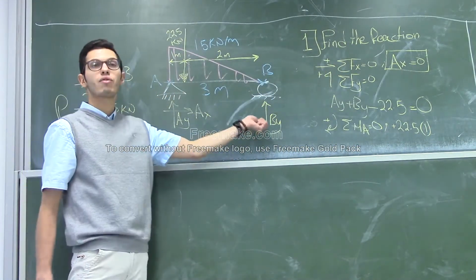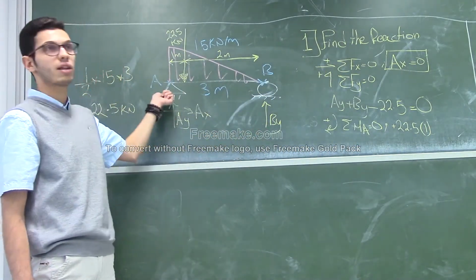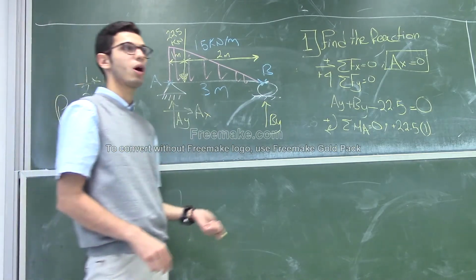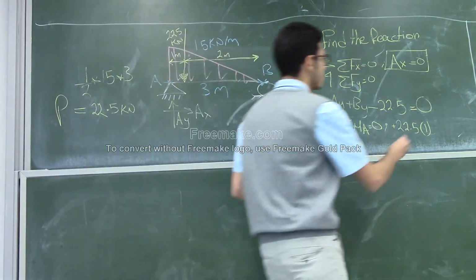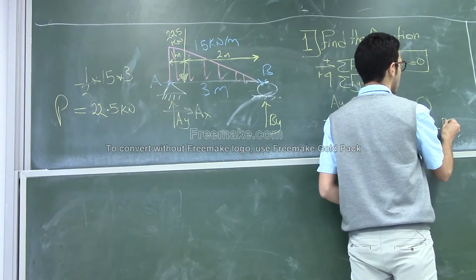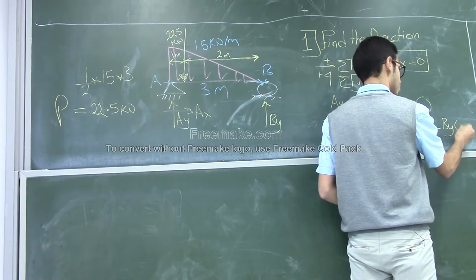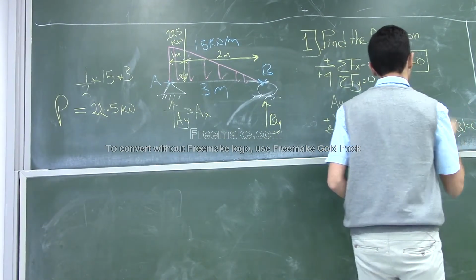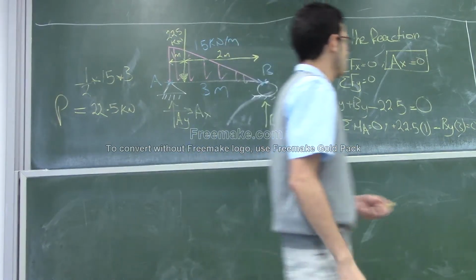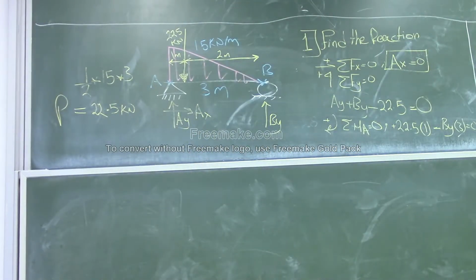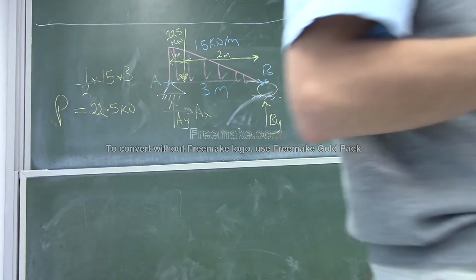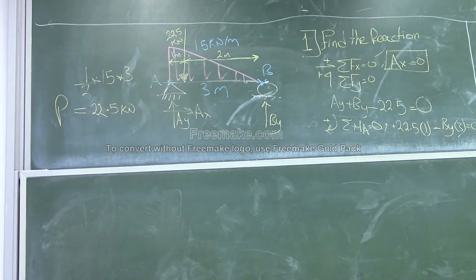And we have also BY. BY makes a moment at point B, and it's counterclockwise, so it's a negative sign. So minus BY multiplied by 3, and it's equal to 0. This indicates that BY is equal to 22.5 divided by 3, right? 22.5 divided by 3 is 7.5.